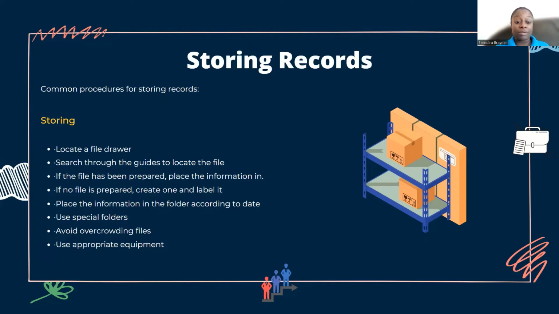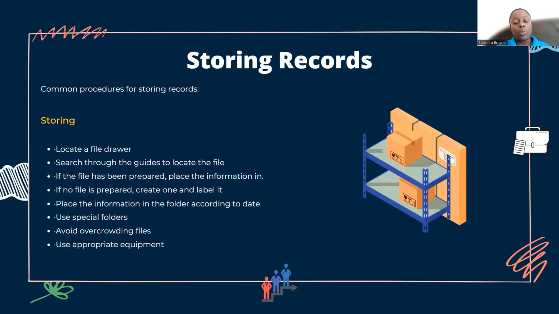If the file is not prepared already, then you have to create it and label it. And of course, after you create it and label it, you put the information in the folder based on the date. Normally we go in date order. The oldest document is at the back, and the more recent document is to the front. You create it, you label it, and you place the information in the folder. And once you're done, you would place it in a particular slot within the filing drawer or whatever filing system you're using. And so that tends to be the process from creating the file, or looking at the records, to now putting them in the file.